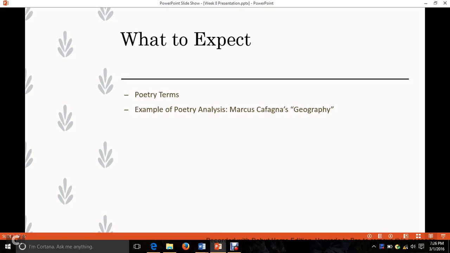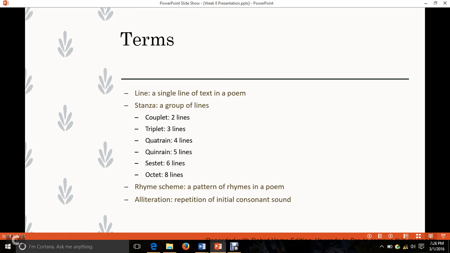So this week what we're going to look at are some different poetry terms, and then we're going to start to look at analysis of poetry through an example poem that I have. And it is not one of the poems that we're looking at this week, but I think that it's applicable in terms of the way that it's presented. So let's go ahead and get started.